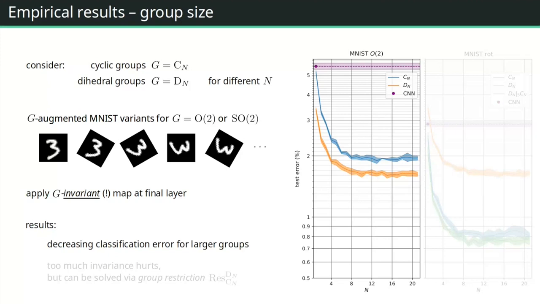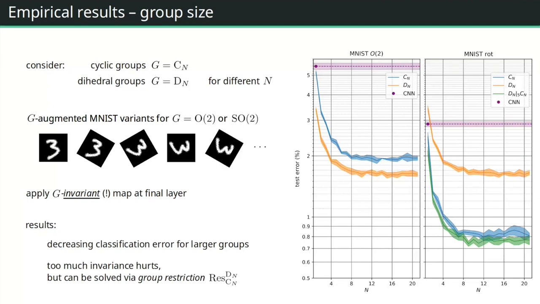And if we have the dihedral group equivariance for n equals 0, we have only reflection equivariance. And that already helps a lot, since we have also this reflection augmentation in our dataset, MNIST O2. And then it also increases with more rotation equivariance, and it works better than the just rotation equivariant model.